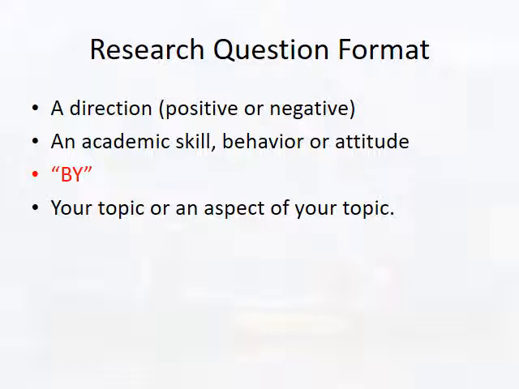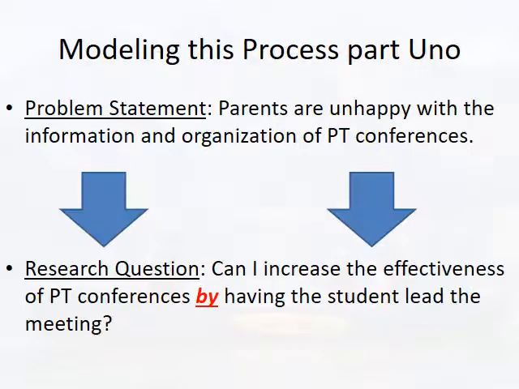So, recap quickly. Direction, one way or another, positive or negative, then a particular academic skill, behavior, or an attitude, and then the word by. Has to have the word by. Okay? And then finally, your topic or the aspect of your topic that you're thinking about covering. So, let's take a look at what that looks like again as a completed piece. All right, you have a good idea of what the actual model looks like.